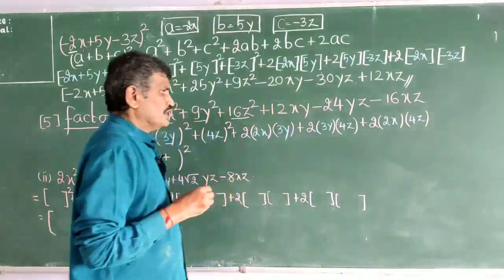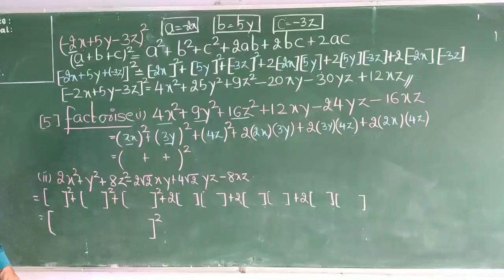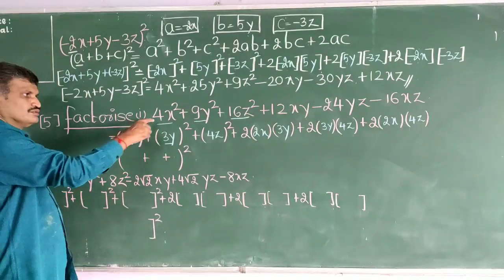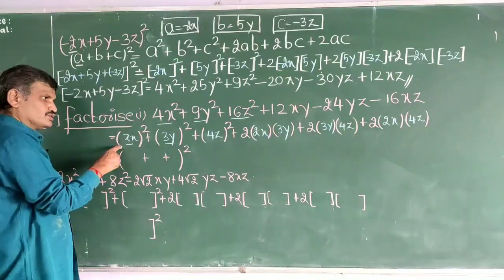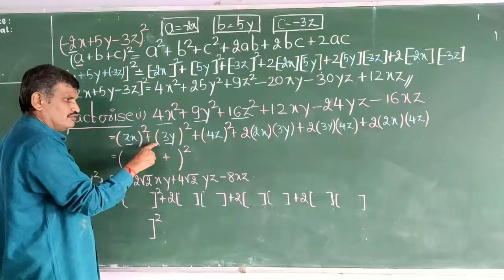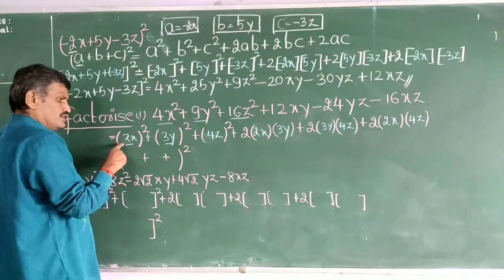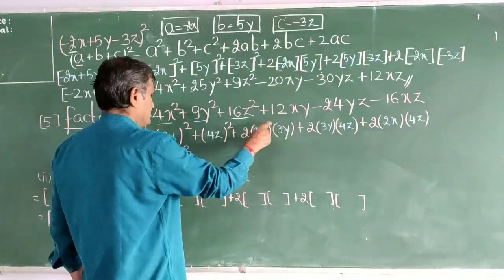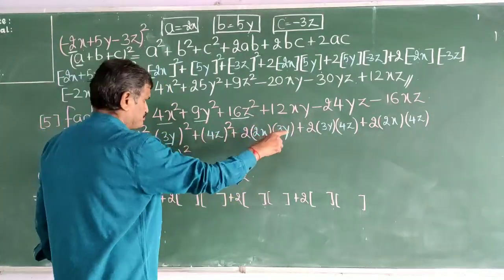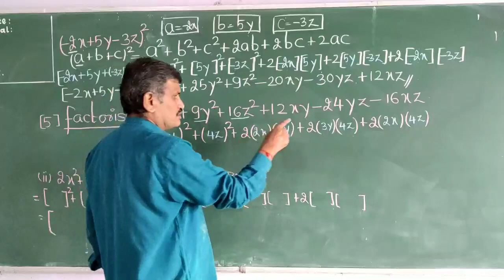I hope you don't have any problems here. What did I do? Once again, let me repeat. 4x square is there, 2x whole square, 9y square is there, 3y whole square, 16z square is there, 4z whole square, then first term, second term, then second term, third term, then first term and third term I have written.